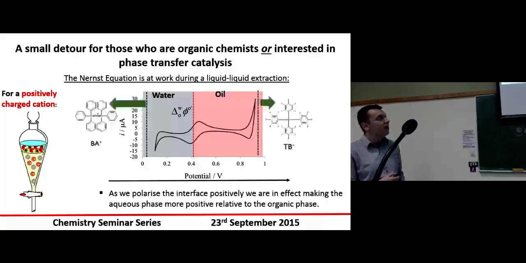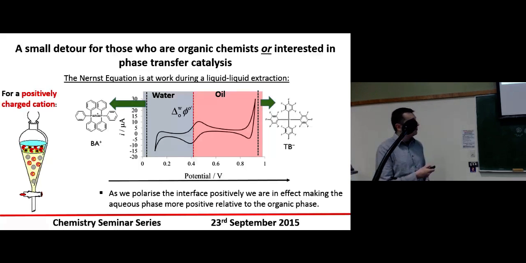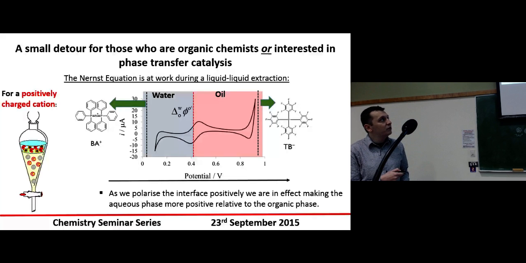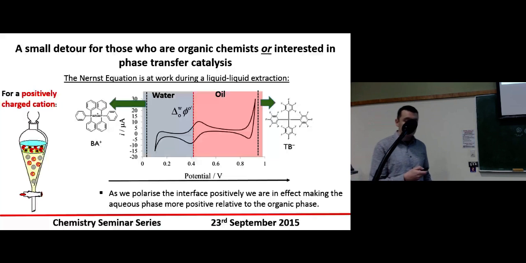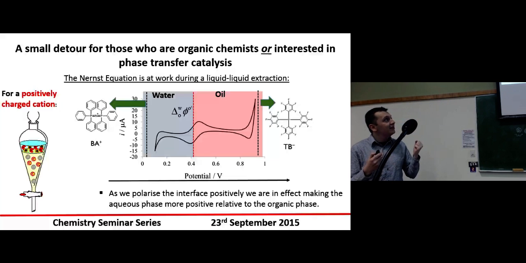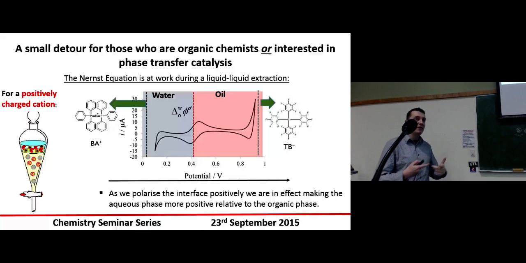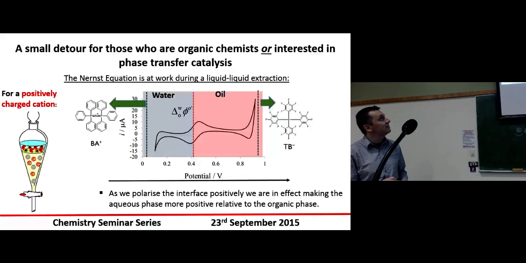And I can do that by adding these molecules to both phases. If I have this guy in both phases, I'll extract my cation with nearly 100% efficiency to the oil phase, and if I have this guy as a common ion, I'll extract all of this cation to the water phase. So I don't think that when the organic chemistry gang here are looking at their extractions, they're also thinking about the Nernst equation, and that's where I want to come in. I want to bring a bit of physical chemistry to the organic chemistry department.